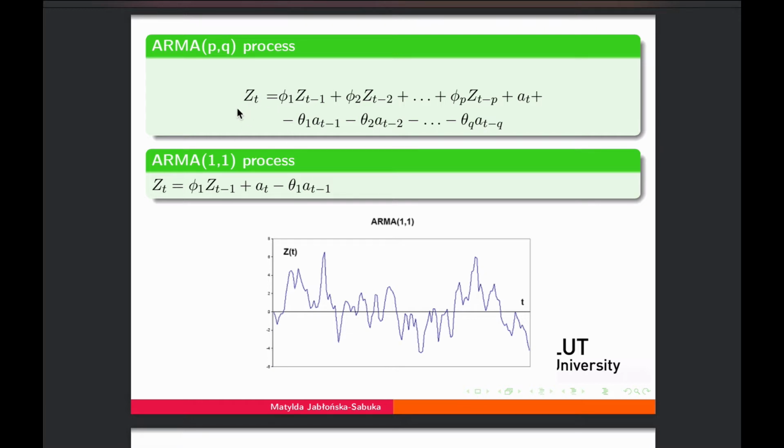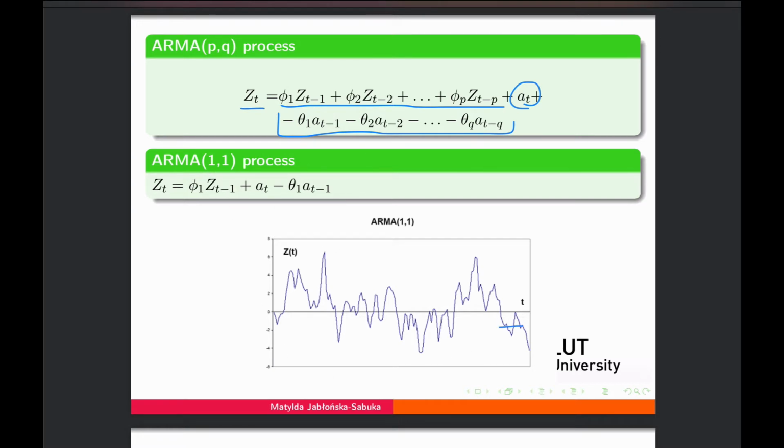So again, the given value of process Z is a linear combination of its regressed values, so that's the AR part, and then a linear combination of the white noises, and then there is the white noise for the current value. So an example trajectory of an ARMA(1,1) process is given in here.